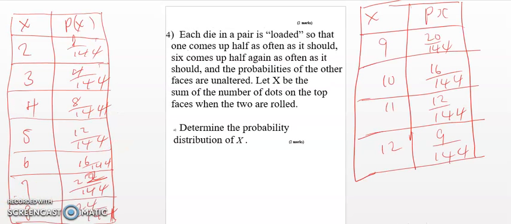Like I said, this is a probability distribution table. If you need more clarification on this table, refer to the previous video. The table is given by x taking the values 2, 3, 4, 5, 6 up to 12, and each value is some number divided by the summation, which is 144. We are going to use this table now to answer the second question.